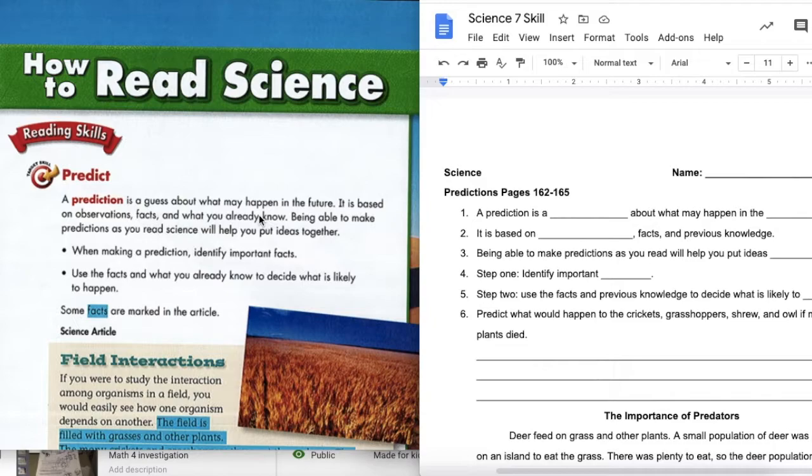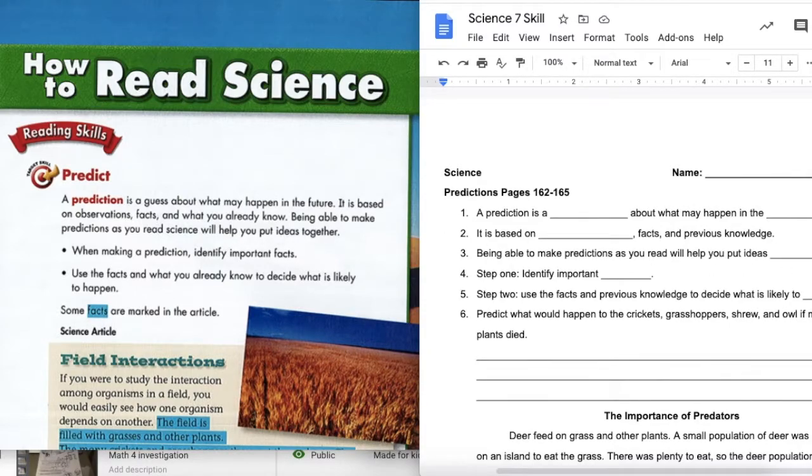So we've got to learn to become really good at this, guys. This is a great skill to have, like when we go through history class, to be able to say, okay, I know this about this civilization because I've studied other ancient civilizations. Here's what I think is going to happen. When we read novels, guys, we like to do that. We like to predict the ending, don't we? That's what we're doing. Being able to make predictions as you read science will help you put ideas together.